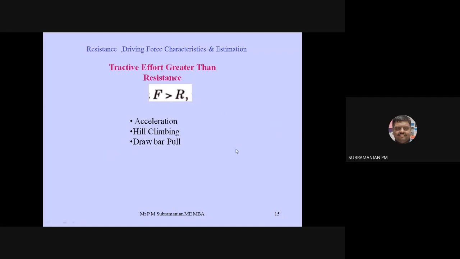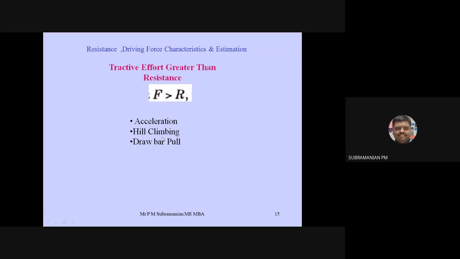When the maximum speed is reached, say you are traveling at 80 km per hour on a level road, beyond that you cannot increase the speed. At that time, you will be in top gear. Top gear will give less torque. So what will happen? My F will be equal to R. That is, my tractive force will be equal to R. So whenever my F is equal to R, you will be traveling at constant speed. Okay, no more acceleration. Then you can utilize the excess force for hill climbing, drop or pull.